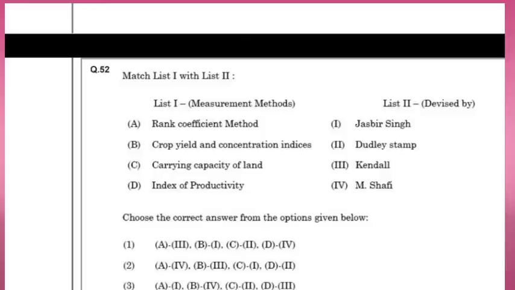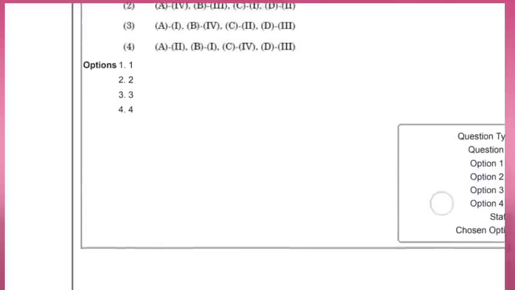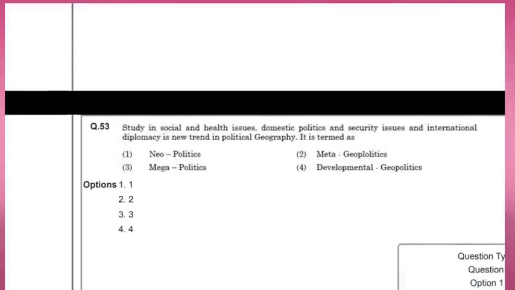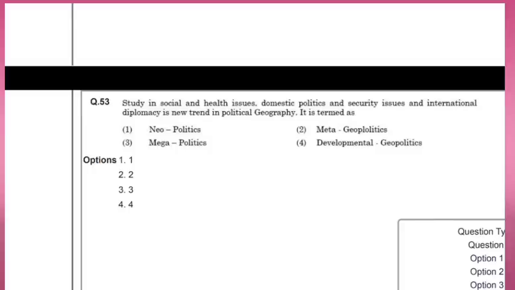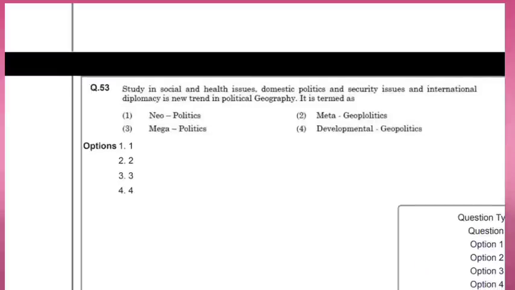And next question: studying the spatial health issue, domestic politics and the security issue, and the international democracy in political geography. It is termed as, option 2, meta geopolitics is the correct answer, meta geopolitics.